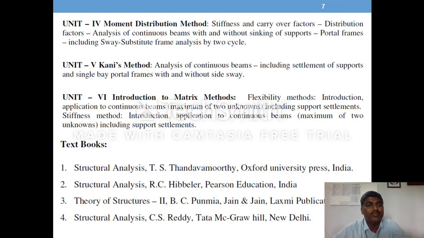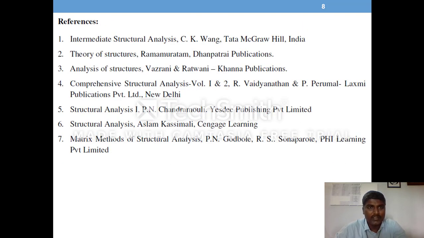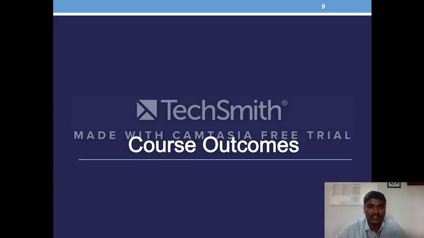Then unit 4 will be moment distribution method. Unit 5 Kani's method. Then unit 6 introduction to matrix methods. The following are the textbooks that are prescribed by JNTU Kakinada. Then the reference books that you may refer to for additional information.